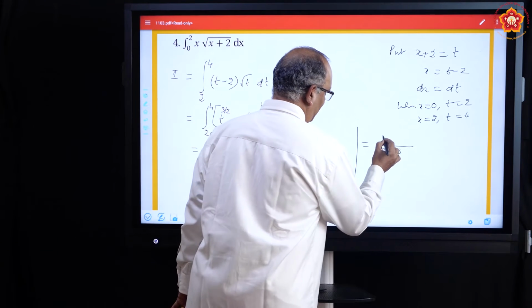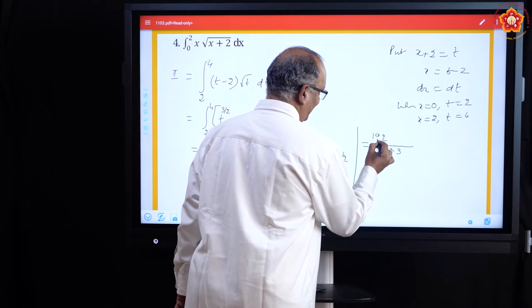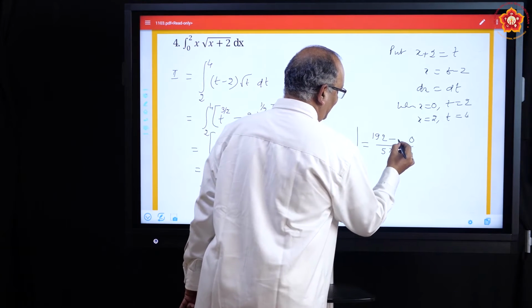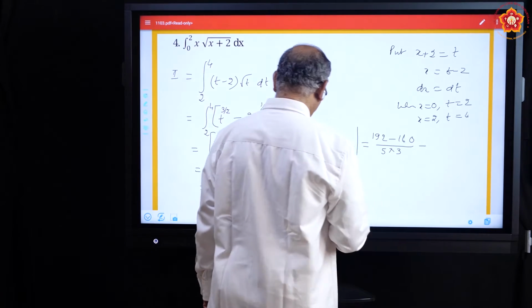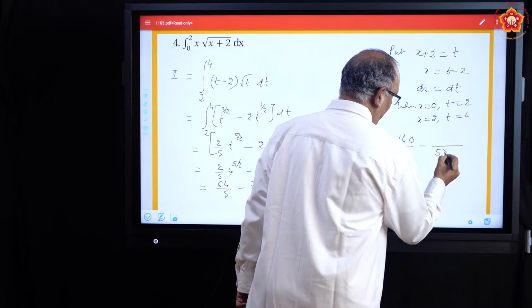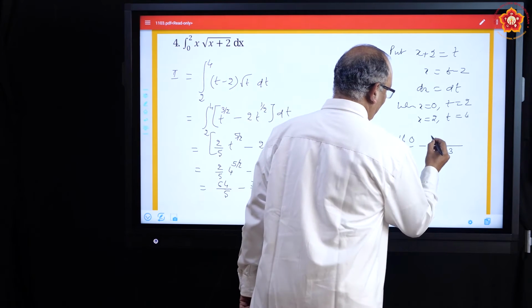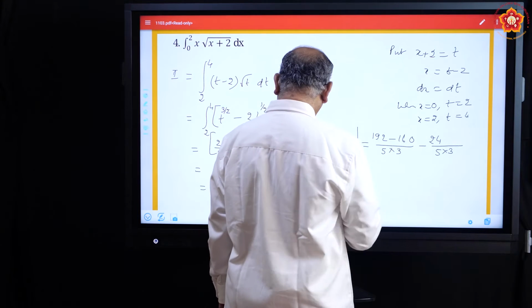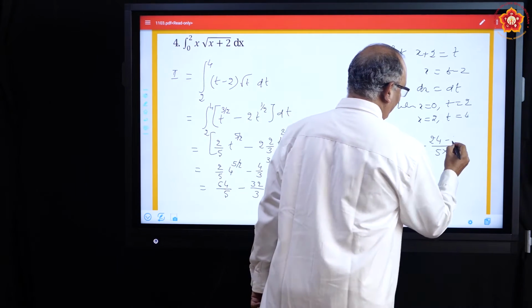Three fours are 12. 3 6s are 18 plus 1, 19. 5 2s are 10. Minus, here we have 5 into 3. So 3 8s are 24. Remember this minus sign we have put outside, so this also will become minus. 5 8s are 40.